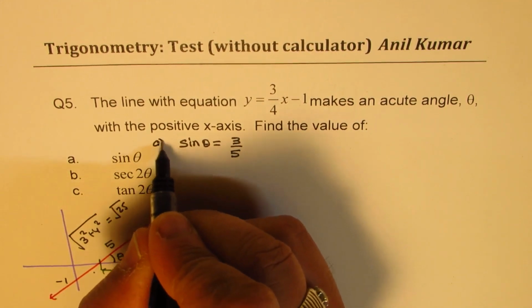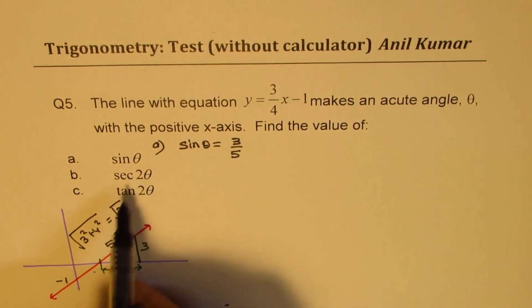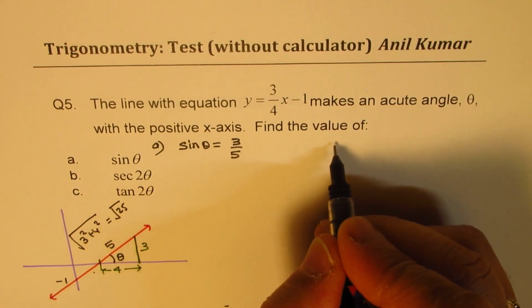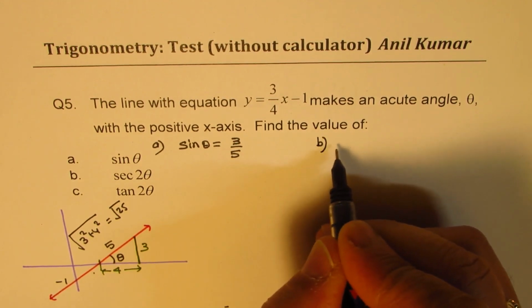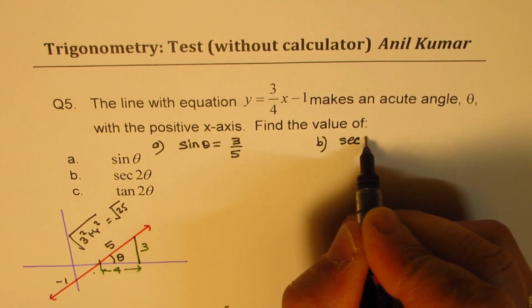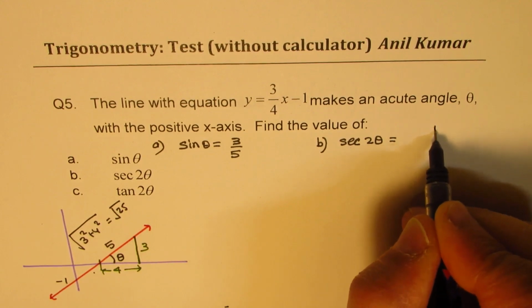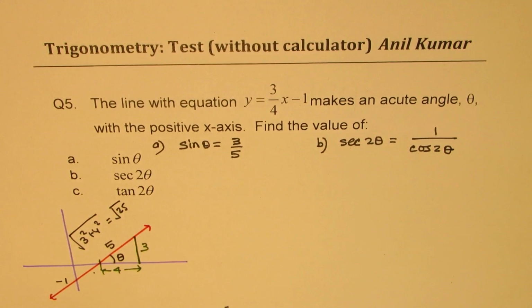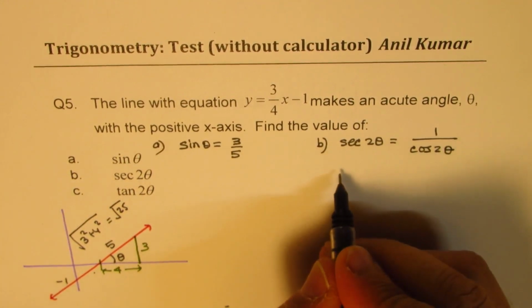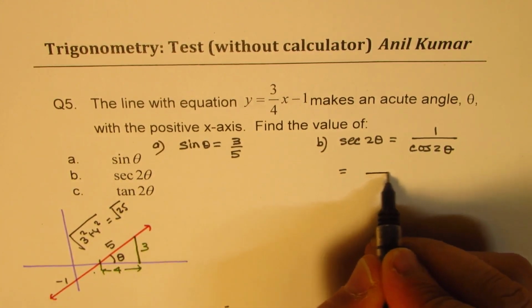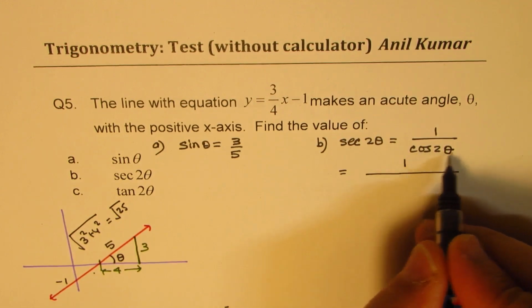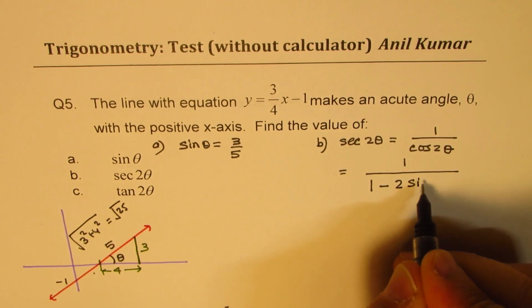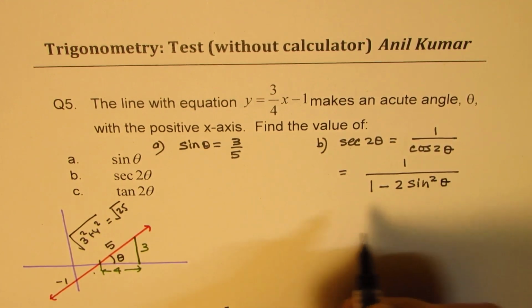So that is part A. B, secant 2 theta. So secant 2 theta, or you could write this as 1 over cos 2 theta. Since we know what sine is, I could always write cos 2 theta using the formula which we discussed earlier, as 1 minus 2 sine square theta, correct?